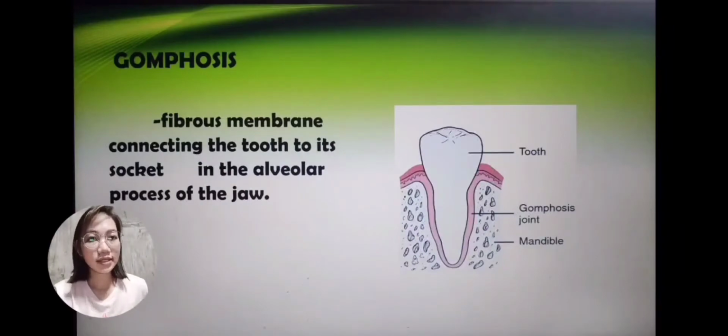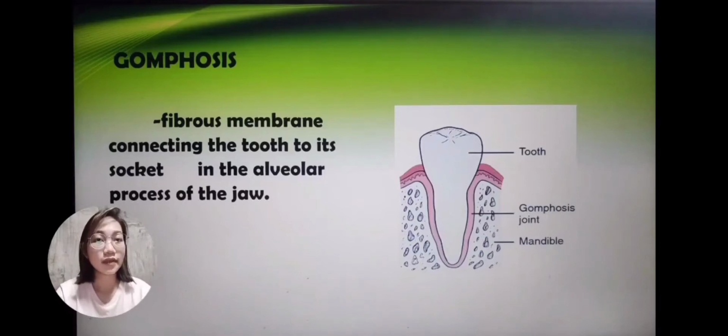Then, last is the gomphosis. Gomphosis is a fibrous membrane that connects each tooth to its socket in the jaw, the alveolar process. Ayan, kung mapapansin nyo, si gomphosis yung nagko-connect sa mga ngipin natin tsaka sa alveolar process.